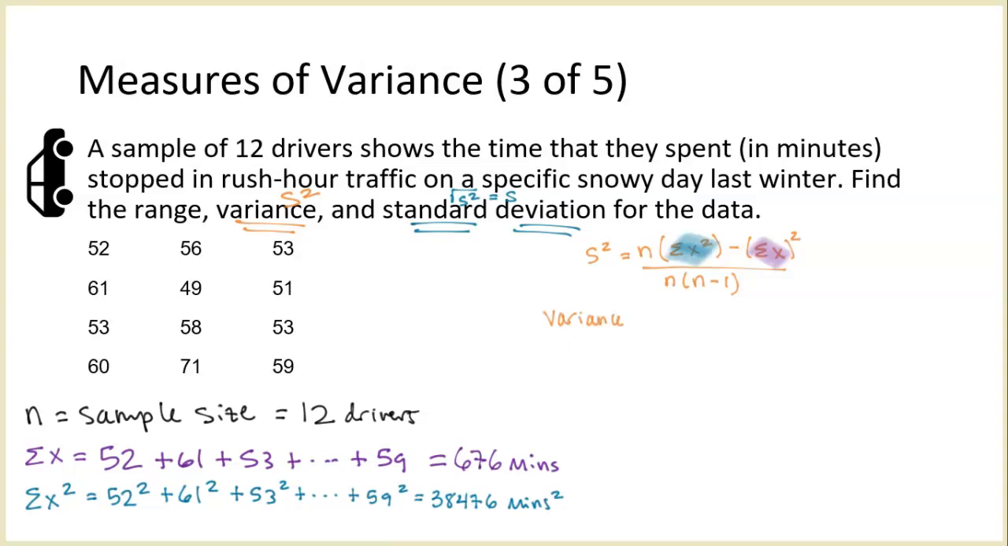So once we are able to set this up, we have 12 times 38,476 minus 676 squared, and that's divided by 12, either times 11 or 12 minus 1. Now this is just a simple numeric calculation, so you can enter that in any calculator. I would be cautious about entering that into your cell phone, because you would have to make sure you use grouping symbols very accurately to find that value.